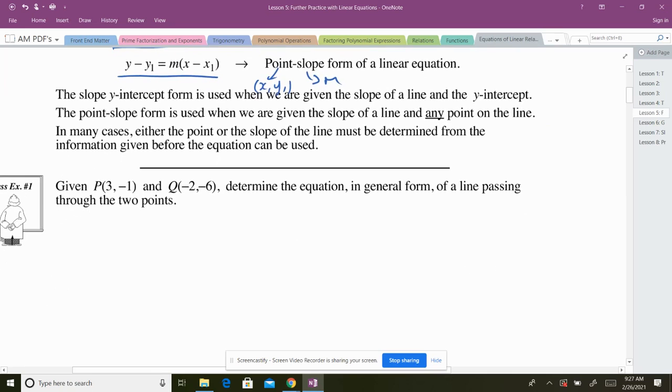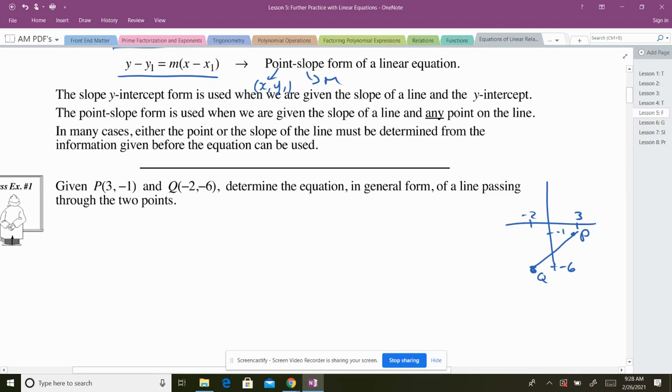So here we go. We are given a point P and Q. P has the coordinates 3, -1, and Q is -2, -6. Determine the equation in general form of a line passing through the 2 points. You don't have to sketch it out, but if you want to, just for a visual, P is 3, -1. There's P. Q is -2, -6. There's Q. There's our line.